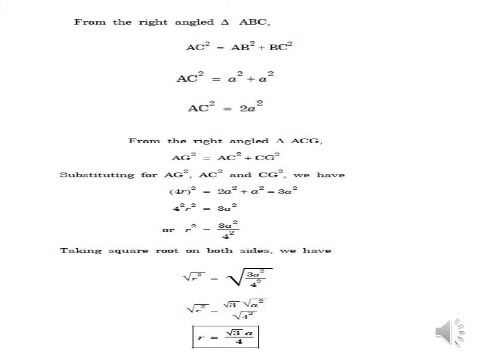4 squared R squared equals 3a squared, or R squared equals 3a squared by 4 squared. Taking square roots on both sides, we have root of R squared equal to root of 3a squared by 4 squared. Simplified, root of R squared equals root 3 times root a squared divided by root of 4 squared. Therefore R equals root 3 a by 4. Atomic radius for BCC is root 3 a by 4.